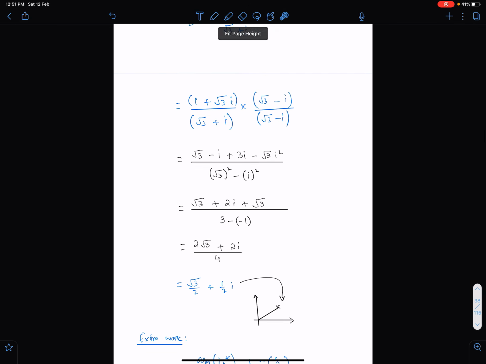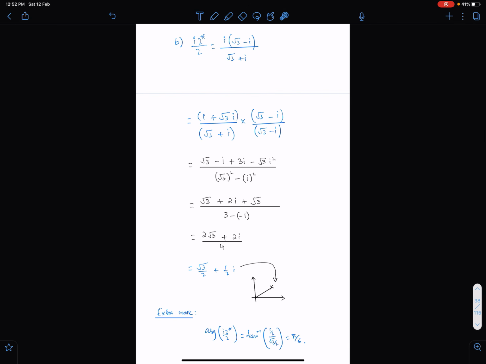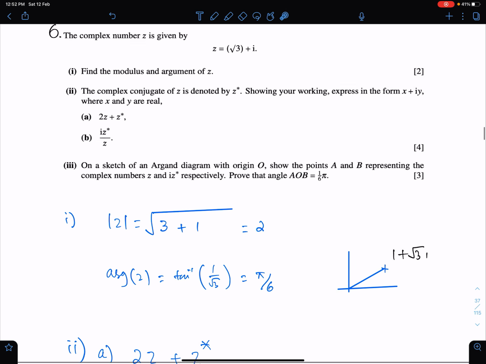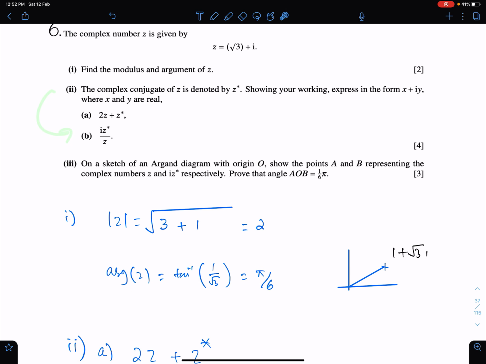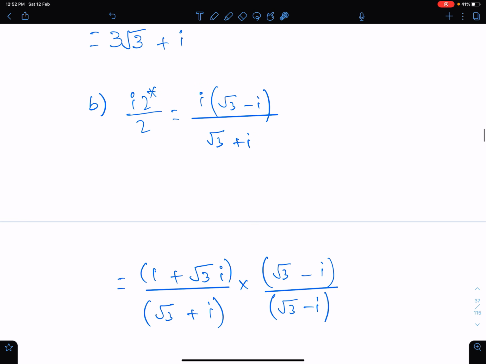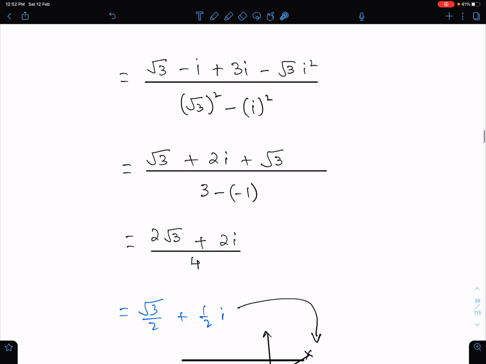Check the solution again. So this is the second, I think, part B. Now this part is very important. On a sketch of an Argand diagram with origin O, show the points A and B representing the complex numbers z and i z star, and show that angle AOB is pi by 6. So you have to sketch z and i z star on the Argand diagram. You have to sketch this and this. Here is the sketch.